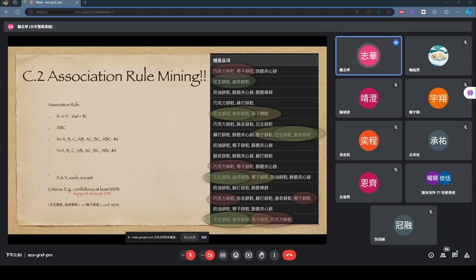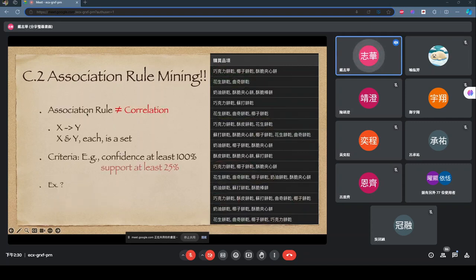That's the true challenge of association rule mining. In addition to dealing with association rule mining, here I want to emphasize that association rule is not equal to correlation. It has the concept of correlation, but they are different in calculation. The calculations and the search space are totally different.